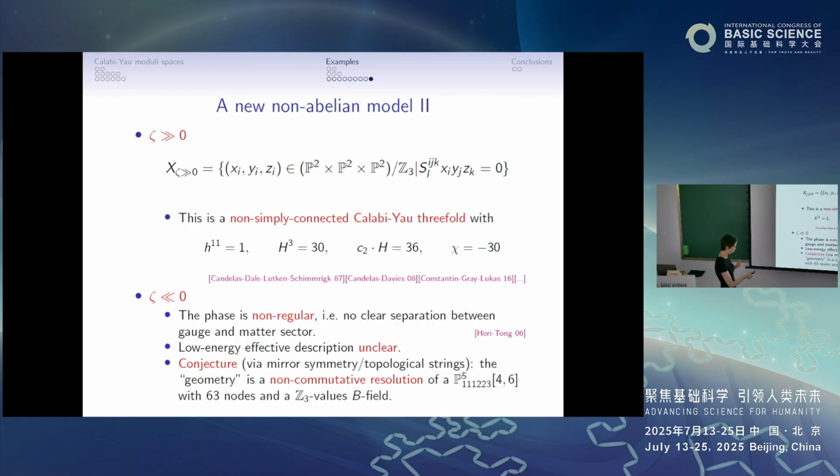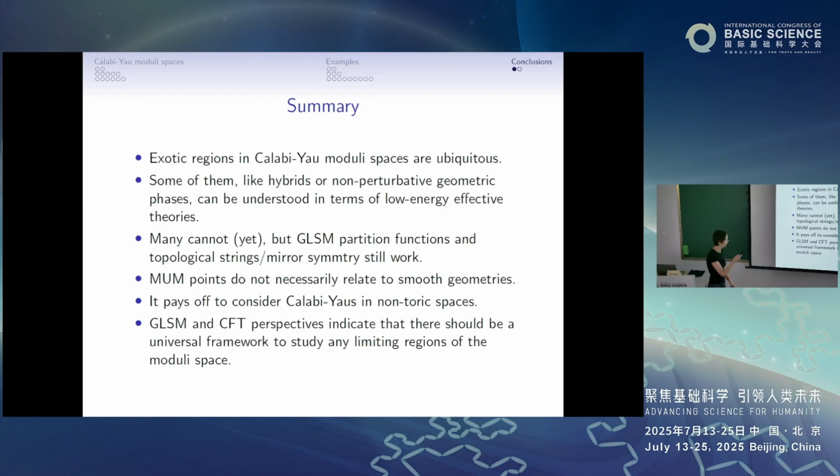All right, my time is over, so let me briefly conclude. I hope I convinced you that exotic regions in the moduli space are ubiquitous. Some of them are well understood because they have actions, many cannot, but GLSM partition functions still work. Mum points don't necessarily lead to smooth geometries. It pays off to consider Calabi-Yaus in non-toric spaces. And there is some sort of a universal structure given by the CFT and the GLSM.